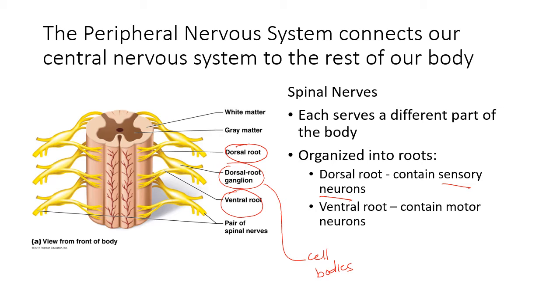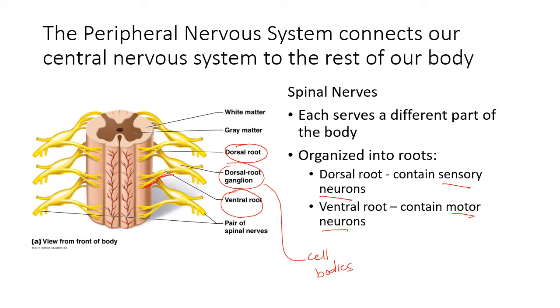pain, things like that. The ventral roots don't really have that bulge. Instead they're just a long extension, and those attach near the front or the belly side of your spinal cord. And they contain motor neurons. So those contain the neurons that are actually going to signal to our muscles to do something.